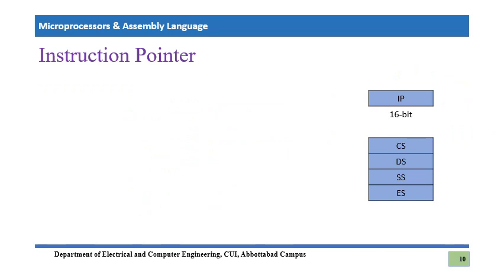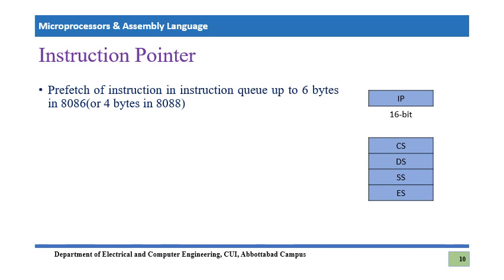Okay, in this slide we are going to see the execution of each instruction since it is being fetched using this IP. So prefetch of instruction in the instruction queue is up to 6 bytes in 8086, or up to 4 bytes in case of 8088, right? A 6-byte instruction queue is present in 8086, and the 8088 microprocessor has a 4-byte instruction queue. Depending upon which microprocessor we are talking about, the function of this instruction queue remains the same, right?